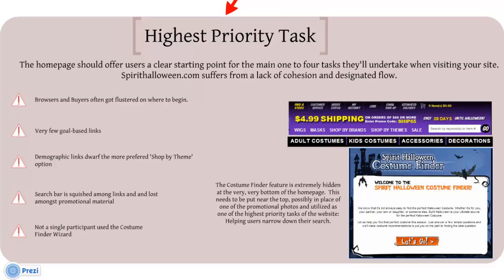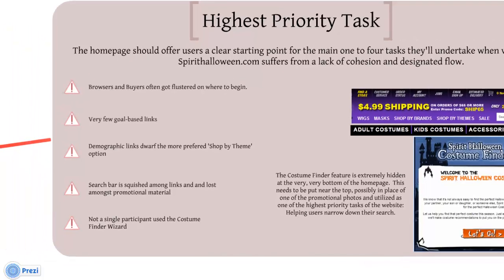The costume finder is hidden at the very, very bottom of the screen, and not one participant in the survey reported using it. The shop by theme and shop by brands, as well as the search bar, are also squished among lots of other links. SpiritHalloween.com and its customers would benefit greatly from defining the costume wizard or the shop by theme as its main highest priority task.